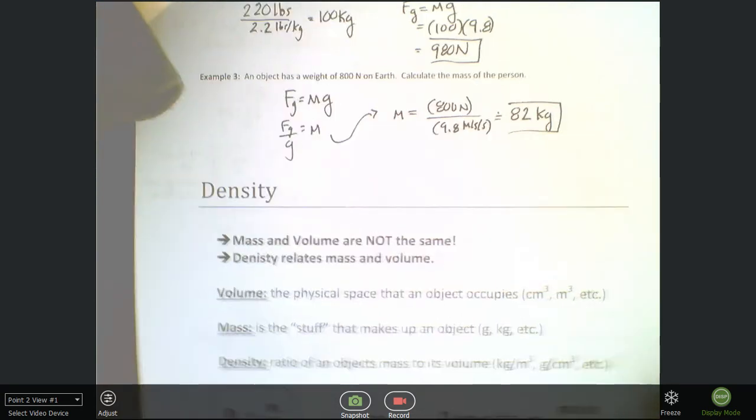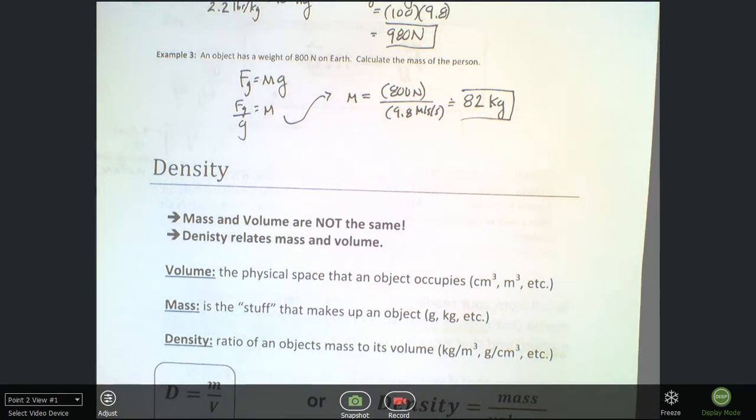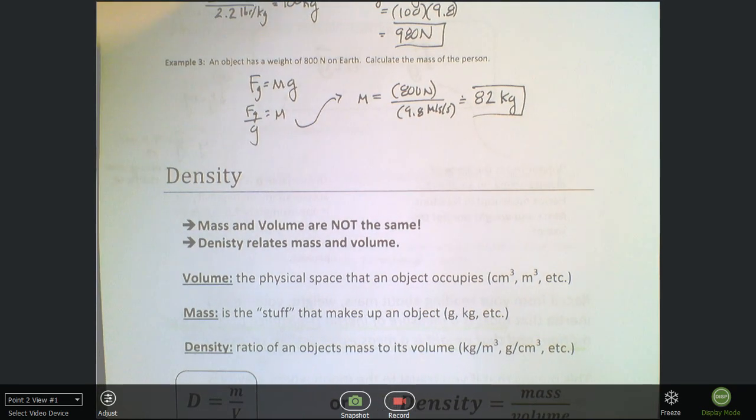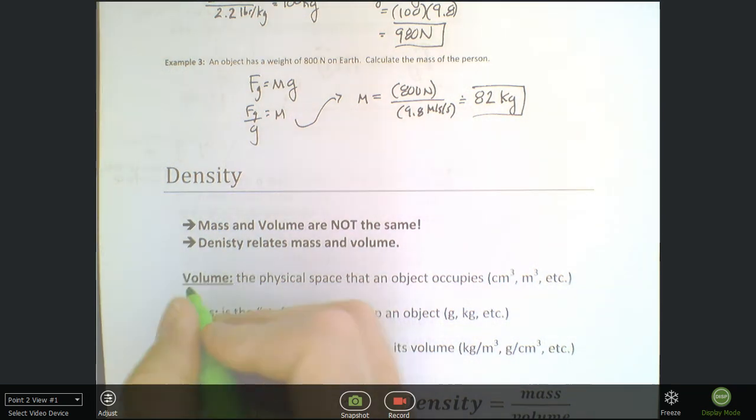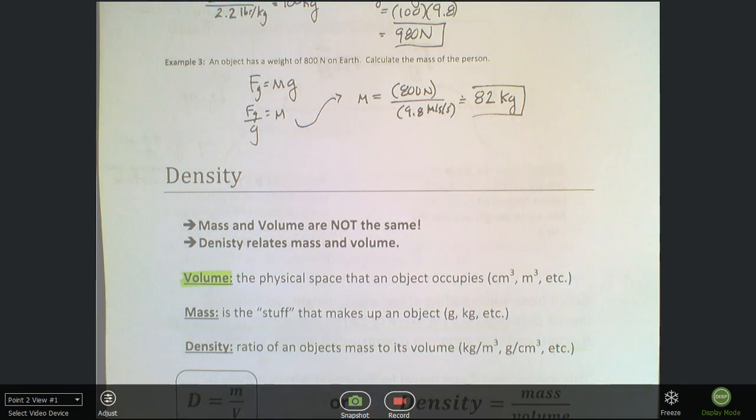All right. Something else I want to point out is density. It's a very, very important concept. And so density is, mass and volume are not the same. Density relates mass and volume together. So what you're going to look at now is volume is the physical space that an object occupies. It could be measured in liters, milliliters, centimeters cubed, meters cubed, etc. And remember from your math classes that a milliliter is equal to a centimeter cubed.